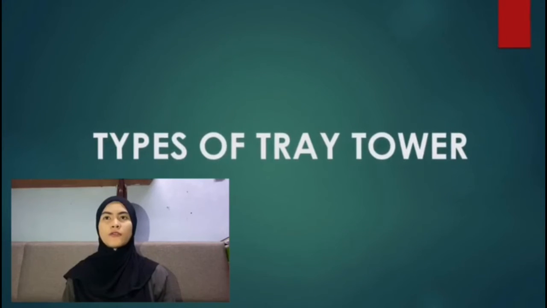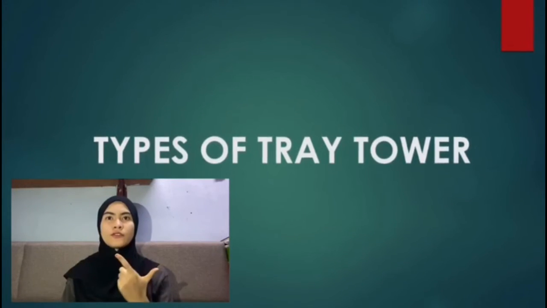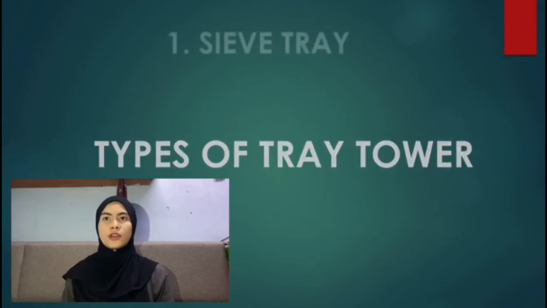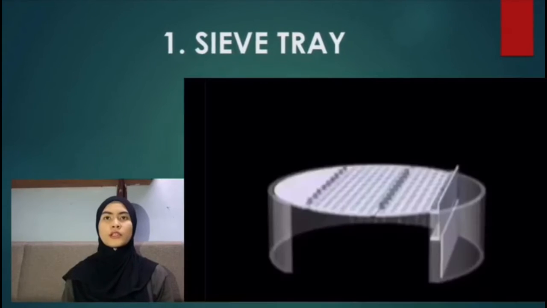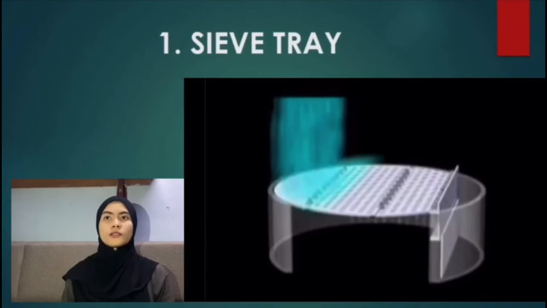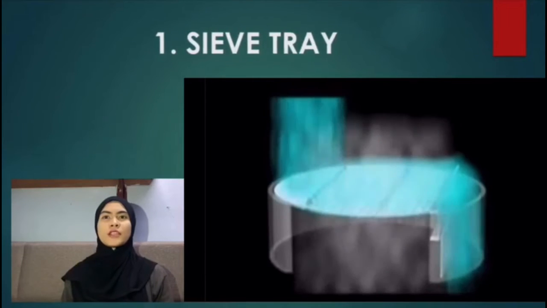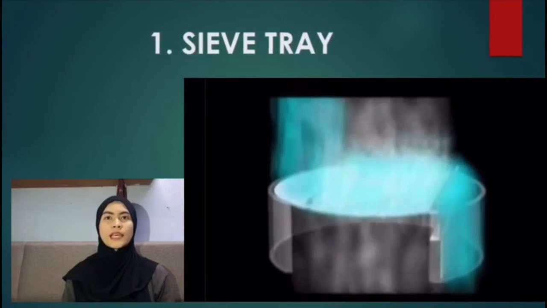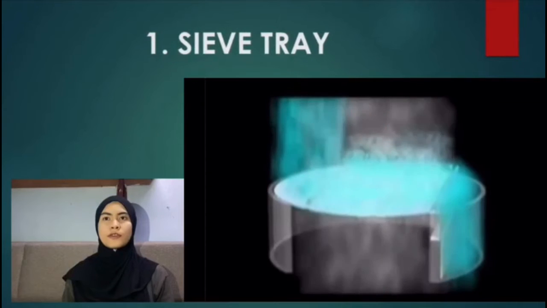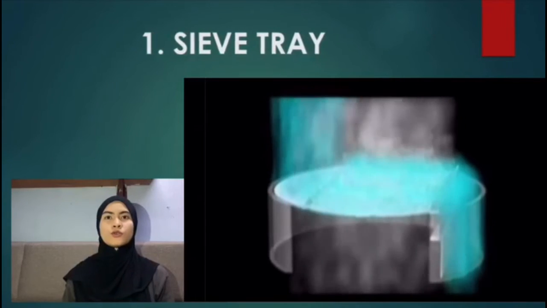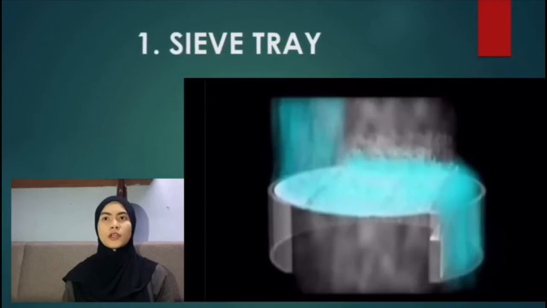I will present the types of tray tower. There are three types of tray tower, which are sieve tray, valve tray, and bubble cap tray. In sieve tray, vapor bubbles up through simple holes in the tray through the flowing liquid. Hole sizes range from 3 to 12 mm in diameter, with 5 mm a common size. The liquid is maintained on the tray surface and prevented from flowing down through the holes by the kinetic energy of the gas or vapor.